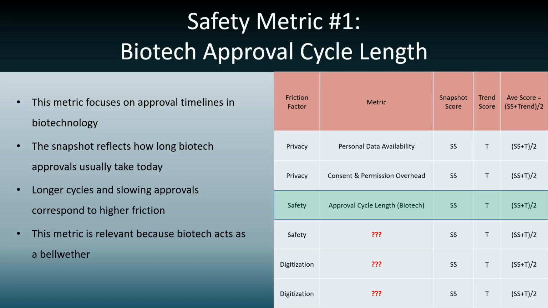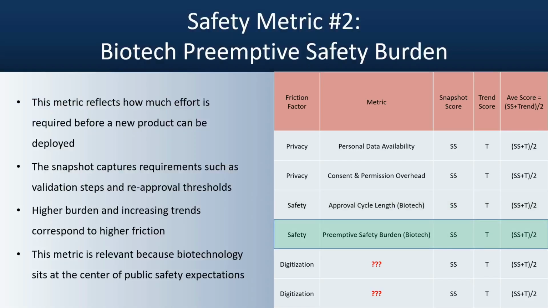This metric is relevant because biotech acts as a bellwether. How safety protocols behave in this domain offers an early signal of how approval systems respond when technology begins to move faster than existing regulatory processes.